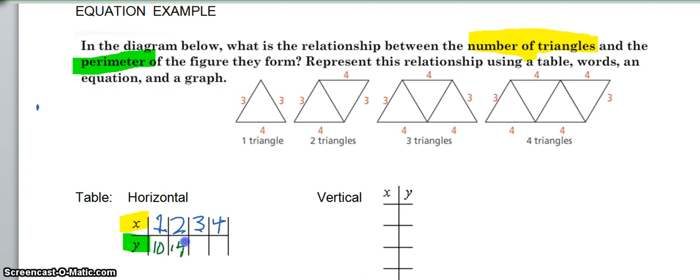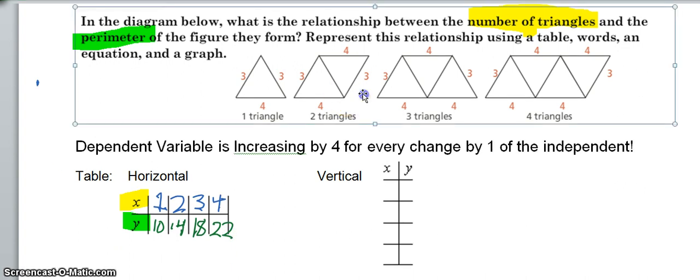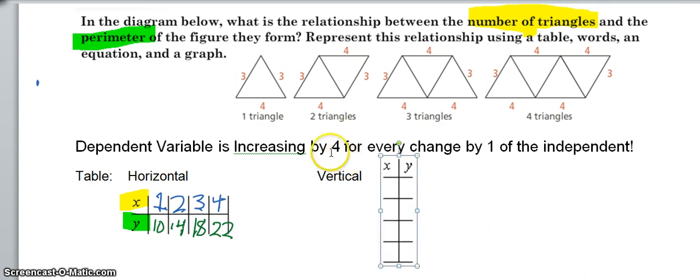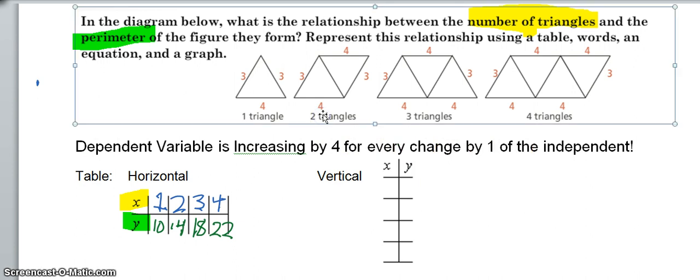My 3 triangles then, I have 3 4s and still the 2 3s. So now I just go up by 4 again. And you should be starting to see a pattern that we can verify after this last one. If I look at that perimeter, it is in fact 22, which means that we are increasing by 4 every time. And what we could then say written out in the verbal is that our dependent variable is increasing by 4 for every change by 1 of the independent variable.